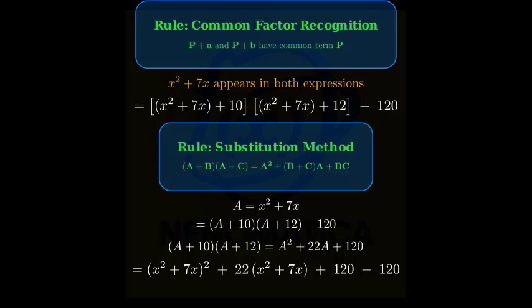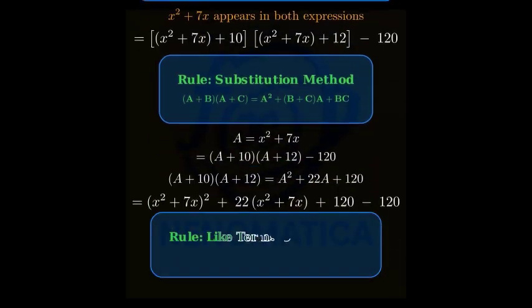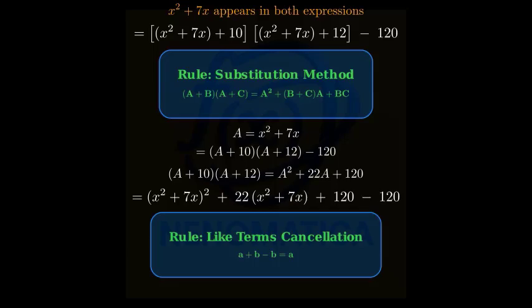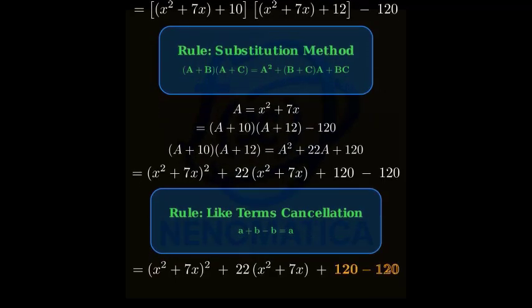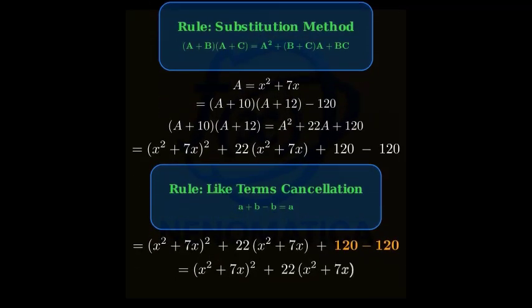Substituting back a equals x squared plus 7x, we get x squared plus 7x, squared plus 22, x squared plus 7x, plus 120 minus 120. Now, we can see that we have plus 120 and minus 120 in our expression, which cancel out. So our expression simplifies to x squared plus 7x, squared plus 22, x squared plus 7x. Sparkle's note: always look for terms that can be combined or canceled to simplify your expressions.